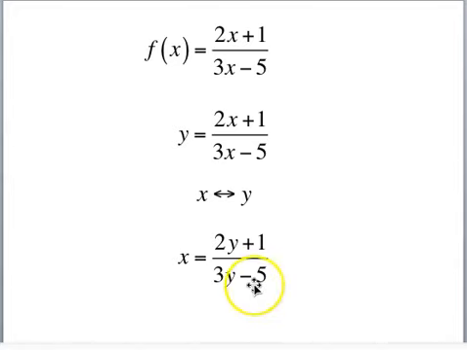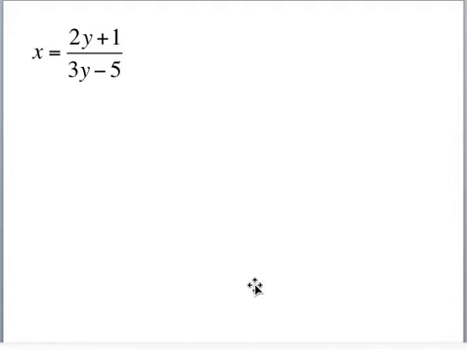And then our goal is to solve for y. Now, the way we're going to have to do this is we're going to need to multiply both sides by the denominator, multiply both sides by 3y minus 5, and then attempt to isolate y. Get all the y's on one side, and all of the other things, the non-y's, on the other side. So here's what we start with.